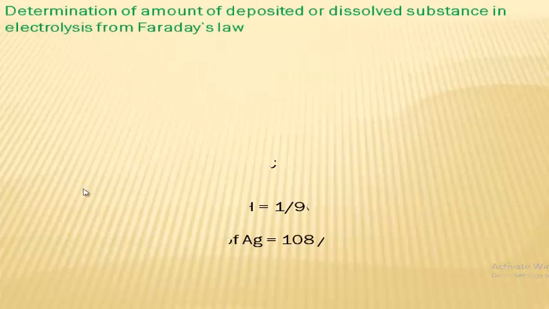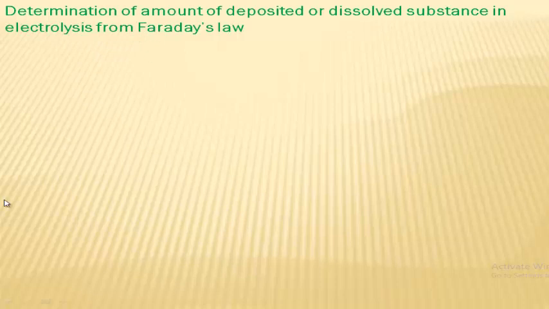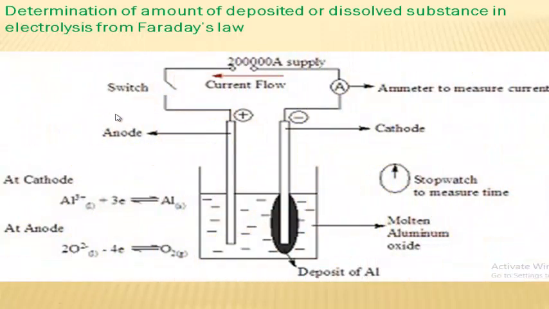Now I will discuss the determination of the amount of deposited or dissolved substance in electrolysis from Faraday's law. Here I will show an experiment. Follow the picture. This is the electrolysis process. Here as electrolyte, molten aluminium oxide is used, that means aluminium oxide in melted, liquid state.